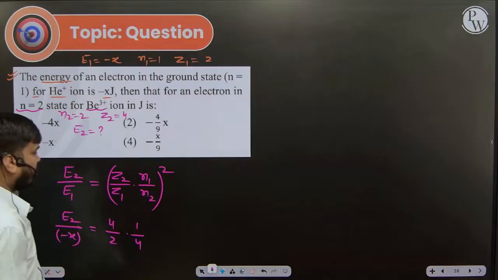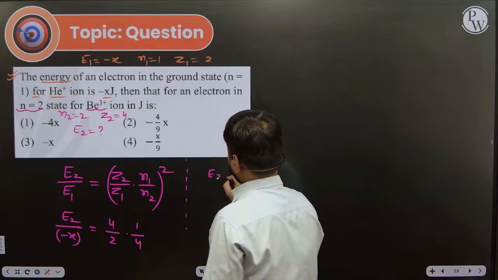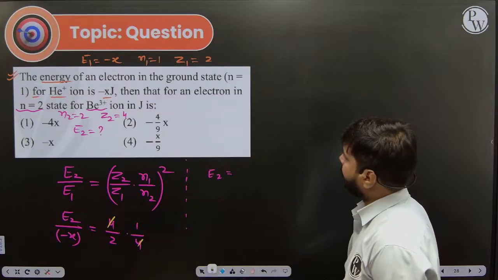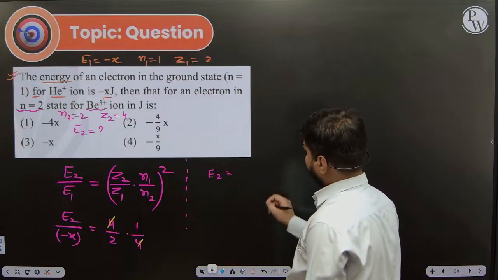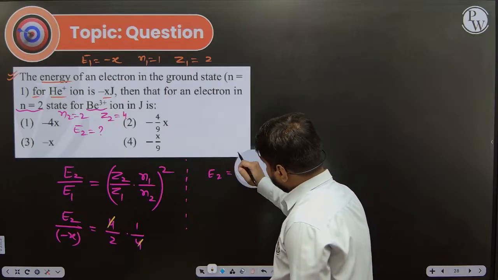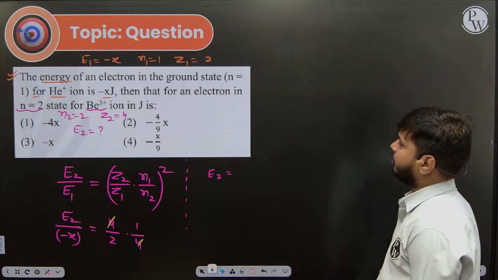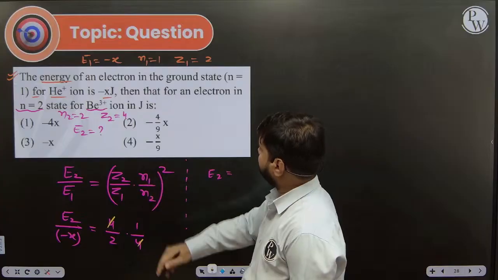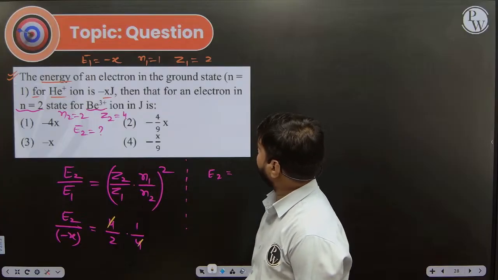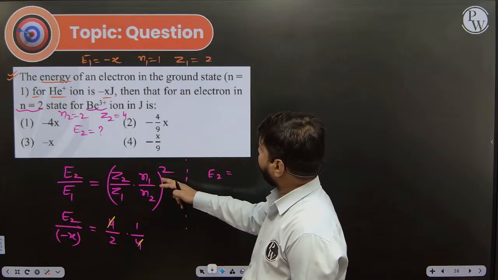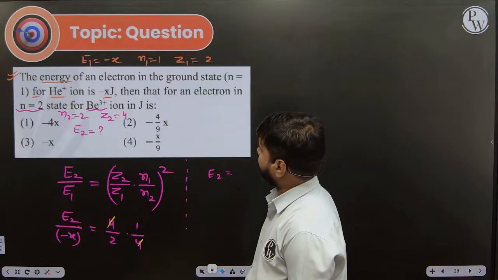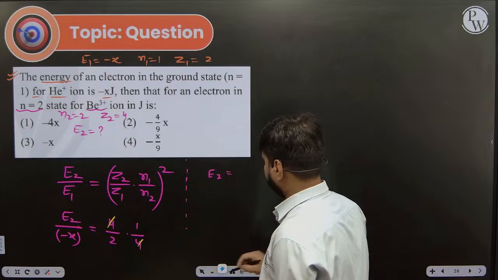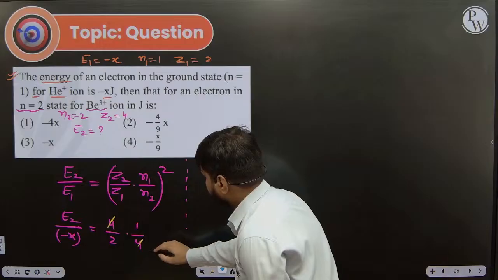So when you solve this, let's cancel out the things. 4 and 4 will be cancelled. Let me check this formula. There's something off. Z2 is 4, Z1 is 2, N1 is 1, and N2 is 2, right? So we have made a little mistake, and we can correct it now. N2 is 2, so we have to put 2 here.